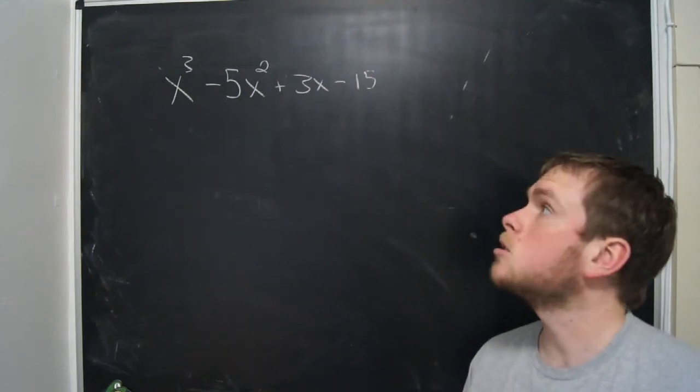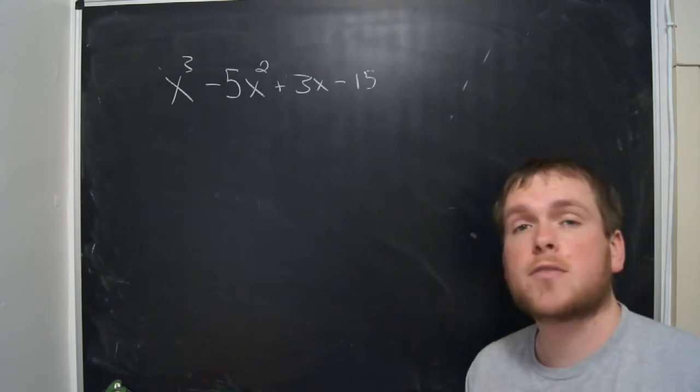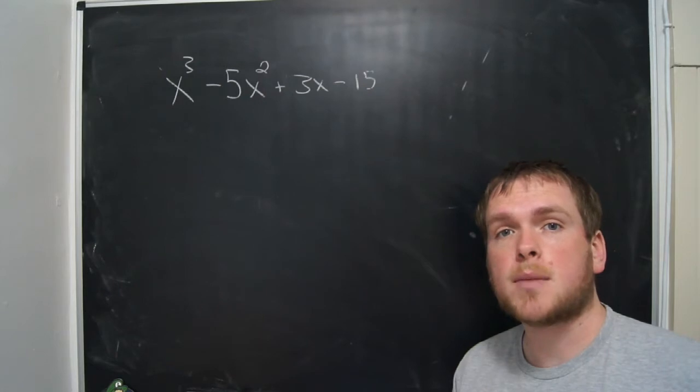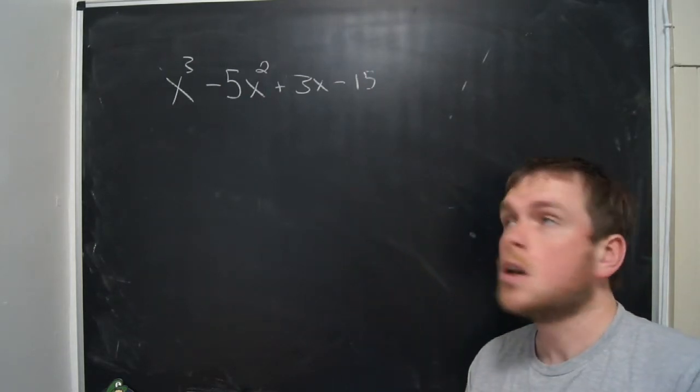Alright, so in this video we're going to take a look at factoring by grouping. We've already looked at some examples where we're factoring a polynomial with 3 terms. Factoring by grouping is made specifically for polynomials of 4 terms.